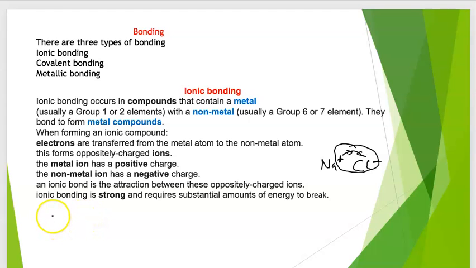Remember, one characteristic property of ionic compounds, or ionic bonding, is that it has a high melting point and high boiling point. Okay, so because of this attraction, you require loads of energy to break the bond, and that's why it has a high melting and boiling point.